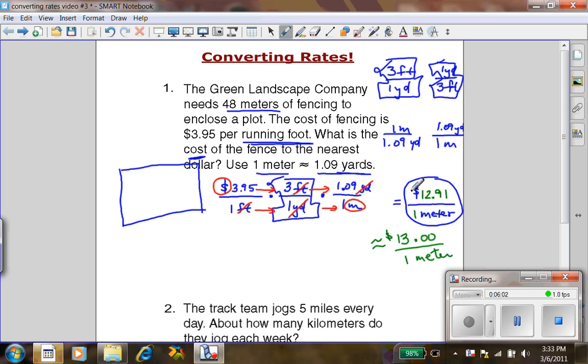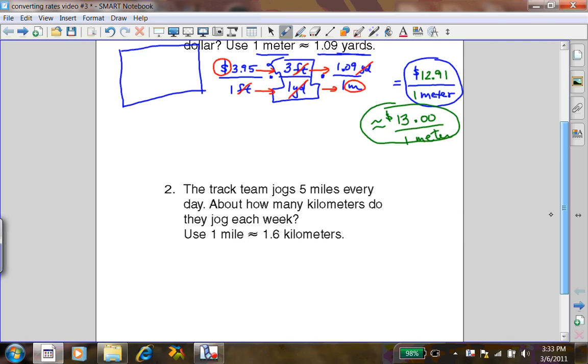All right, so once you multiply it, you end up with $12.91 per meter. And the problem told us to round to the nearest dollar. So that's going to be approximately $13 for 1 meter of fencing. And that, my friends, is your final answer. There you go. All right, let's try number 2.